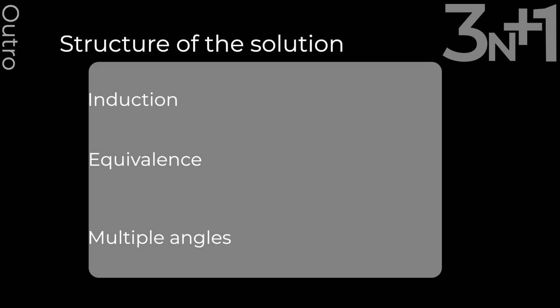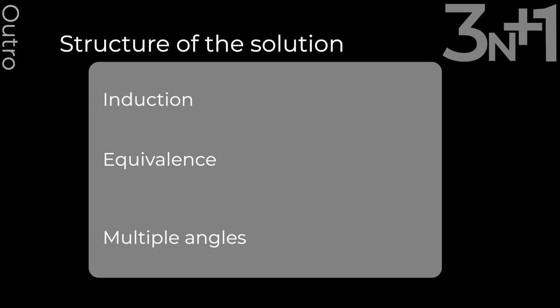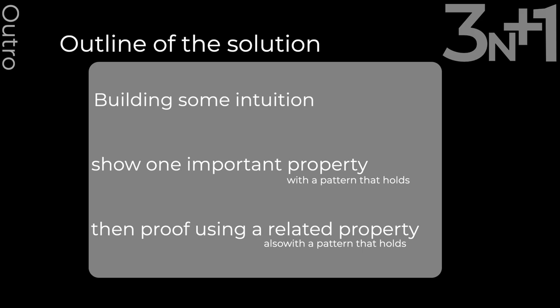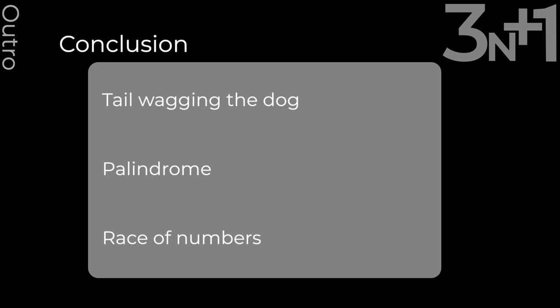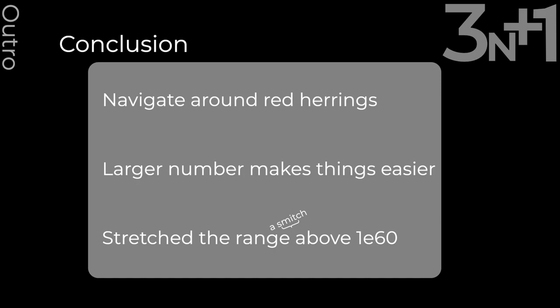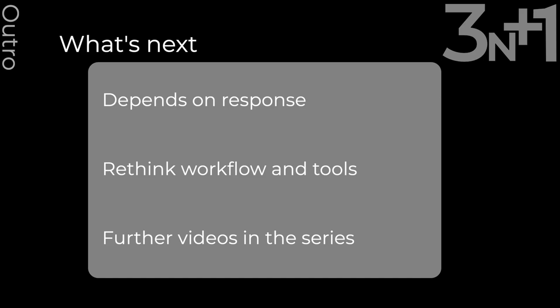So, to iterate. The solution is based on induction and equivalence, and we looked at the problem from multiple angles. The solution consisted of three major steps, building intuition and finding two major properties. So we can draw conclusions from three aspects. And we have achieved three main goals. What's next? I'm not sure yet. There are options and alternatives.